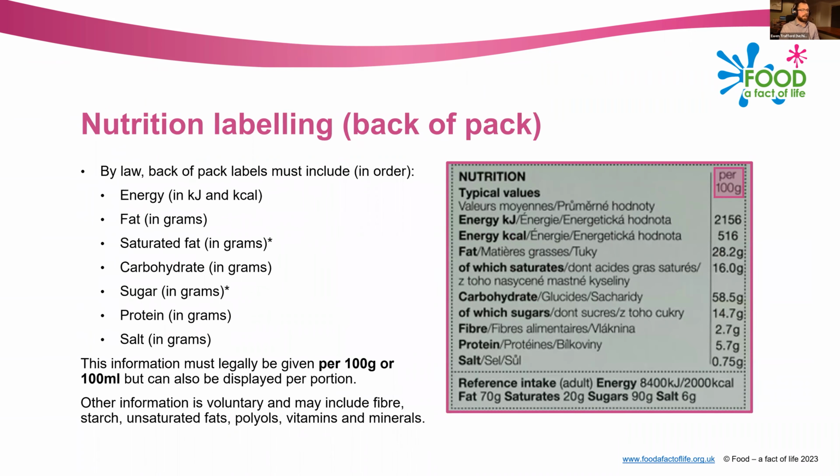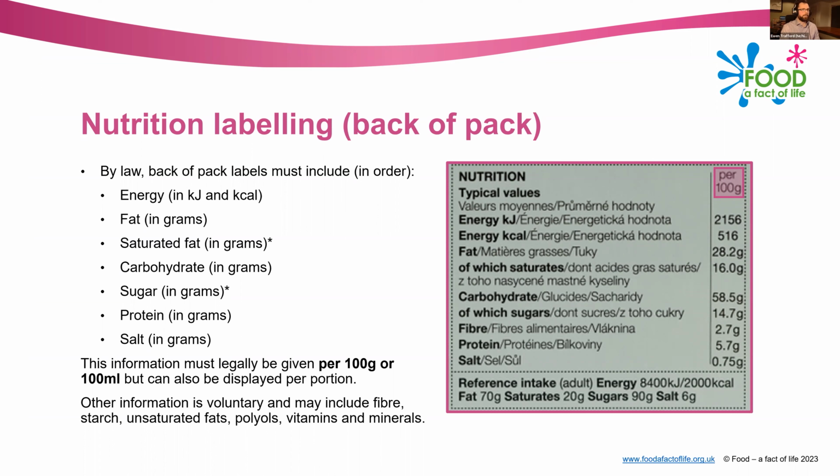So let's have a closer look at the nutrition label on the back of pack. So by law, back of pack labels must include certain information, and they must include information in the correct order. So it's energy in kilojoules and kilocalories, fat in grams, saturated fat in grams, carbohydrate in grams, sugar in grams, protein in grams, and also salt in grams.